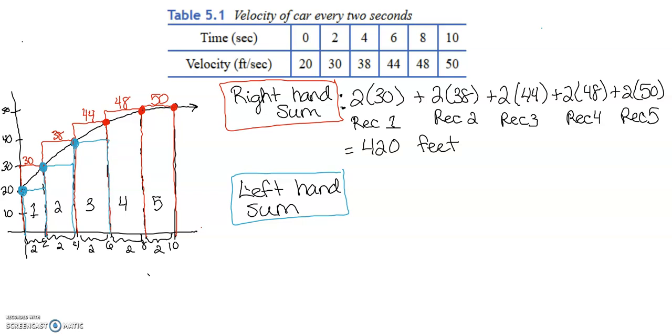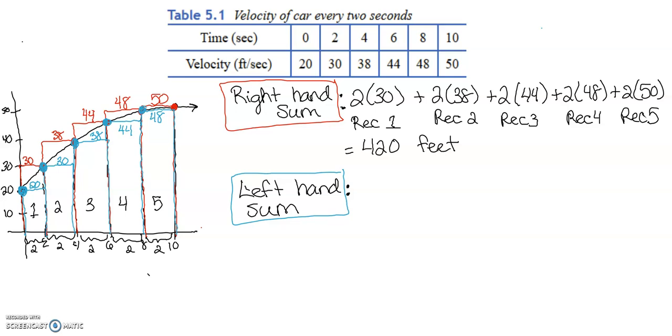Oh, I haven't been writing down the heights. Let's go ahead and write those. So the height at 0 is 20, so that's going to be the height of our first rectangle here. And then the height at 2 is 30. And then the height at 4 is 38. Our fourth rectangle is from 6 to 8, so we'll use the height at 6. Height at 6 is 44. And then our last rectangle from 8 to 10, the left-hand side will be at 8. So the height of that last rectangle will be the height at 8, which was 48.